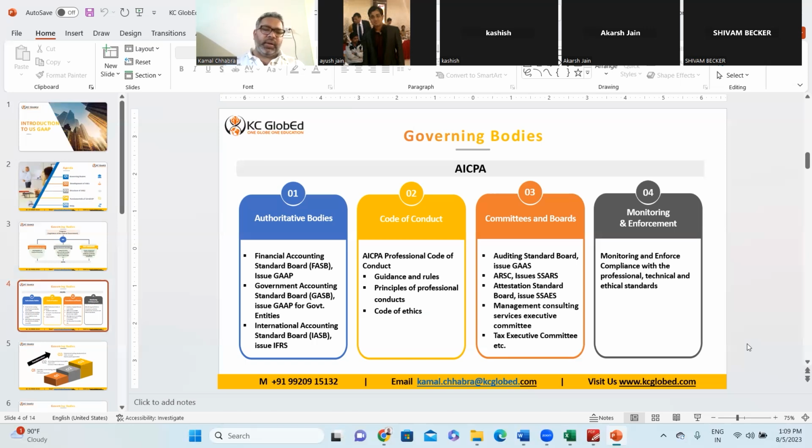Right? In the authoritative body, they have 3 bodies. One is FASB, who makes the accounting standards for business activity. Second is GASB, who makes accounting standards for governmental entities. Third is IASB, who works closely with the international IASB to make IFRS or align US GAAP with IFRS. This is how the structuring of AICPA is.